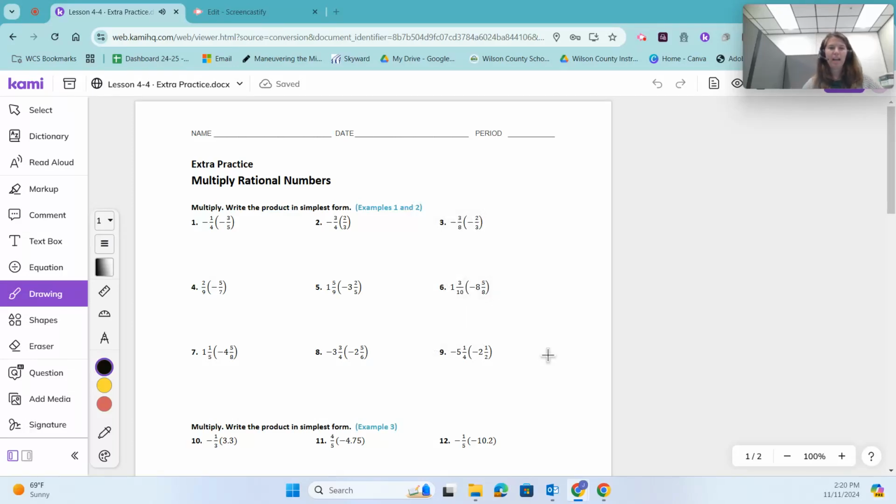Today we are multiplying rational numbers. Remember, when we multiply fractions, we just multiply the numerator and multiply the denominator. So the hardest part about this is just remembering your integer rules.